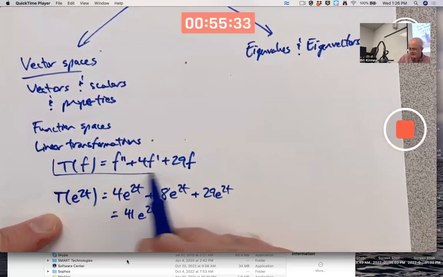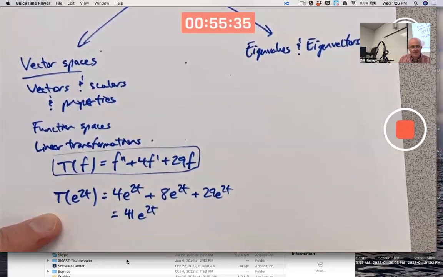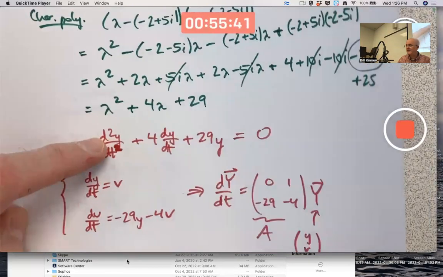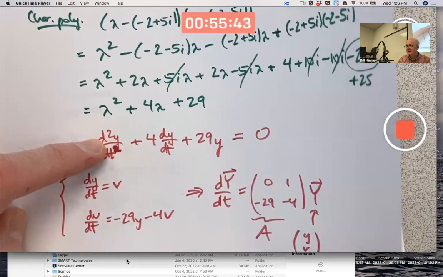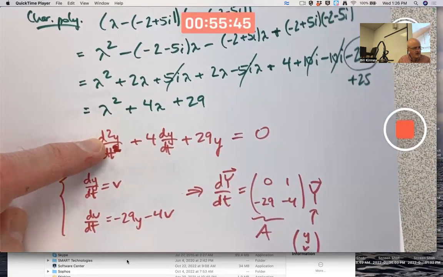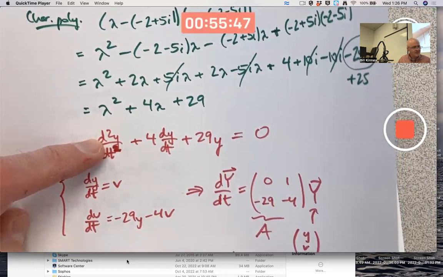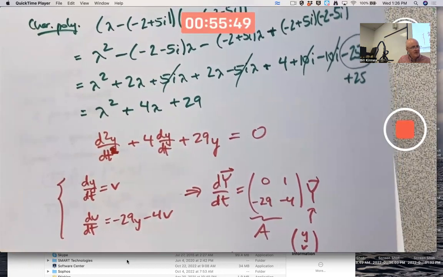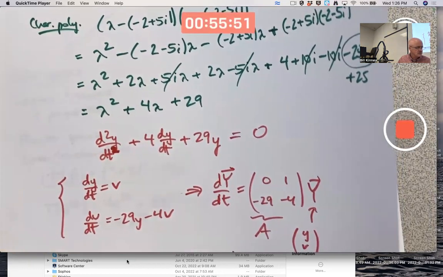What is the kernel of this? It would be the solution set of this scalar differential equation. Can that be figured out from what we did before? It actually can be, from what we did 20 minutes ago or so.